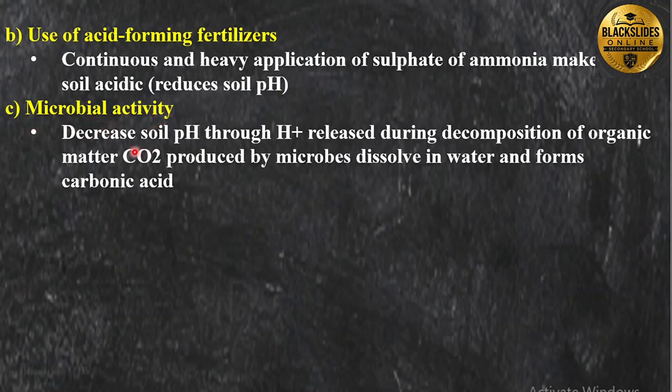So we are saying microorganisms in the soil, such as bacteria and others, will produce carbon dioxide, and that carbon dioxide, once dissolved in water, will form carbonic acid, which will make the soil highly acidic with lower pH. Lower pH means high concentration of hydrogen ions.